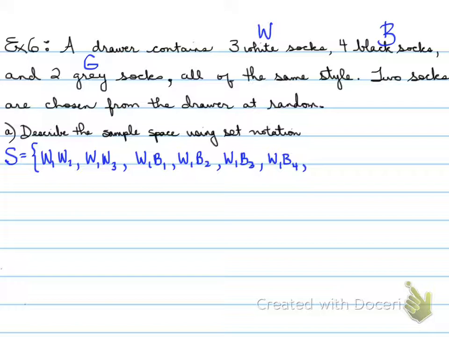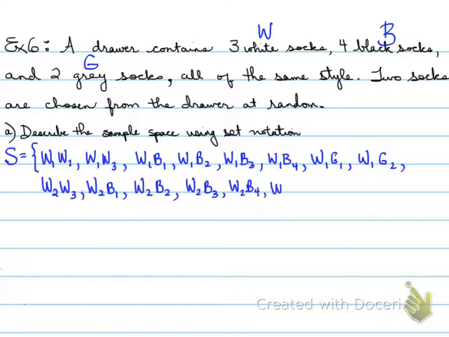Now we've covered all the white ones. We have 2 more white ones to deal with, so white 2 now. So we have white 1 and all the blacks and all the greens. Whites, blacks, and greens all done. Next, white 2. White 2 was already combined with white 1, so we go to the next one. White 2 with white 3. White 2 with B1, and so on. So all the black socks, all the gray socks. And we're done all the white 2s in this sample space.